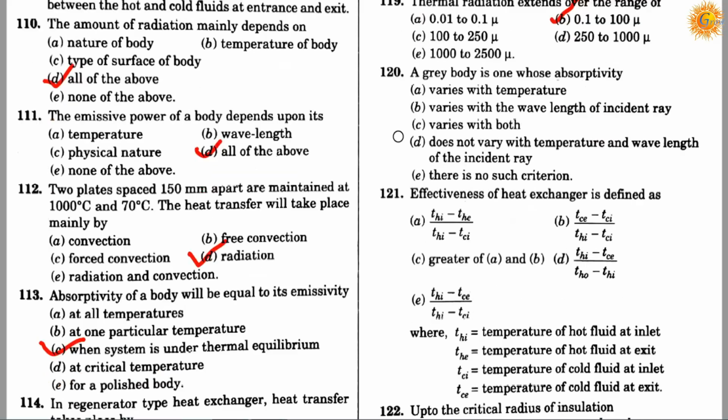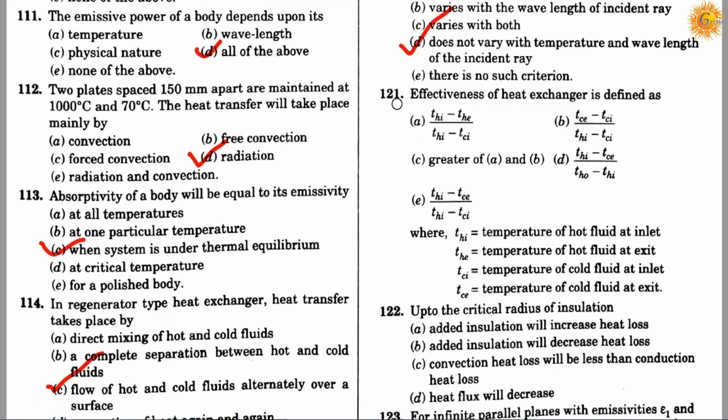Question number 120. A gray body is one whose absorptivity, option A, varies with temperature, option B, varies with the wavelength of incident ray, option C, varies with both, option D, does not vary with temperature and wavelength of the incident ray, and option E, there is no such criteria. Correct answer is D, does not vary with temperature and wavelength of the incident ray.